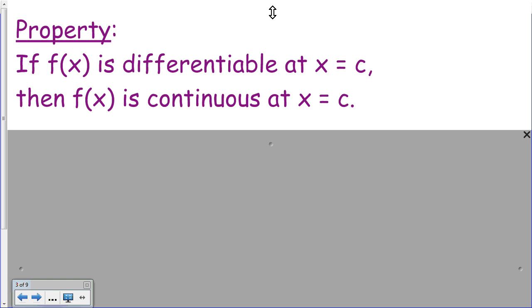That's our property. And so instead of having to go through the 3 parts of the definition of continuity to show something's continuous, which sometimes can be a little bit of trouble to show, what I can do is find a derivative of a function and evaluate it at c, thus showing that it's differentiable at c, and I automatically get continuity with it. So instead of showing continuity, I really show differentiability. I use this property then to pull in the fact that it must also be continuous there.